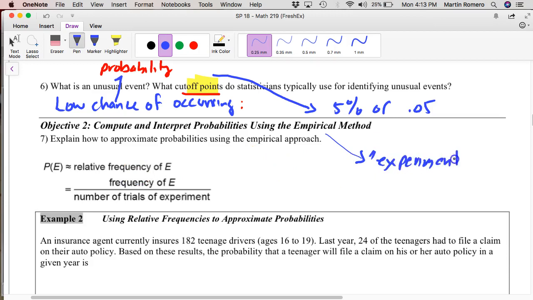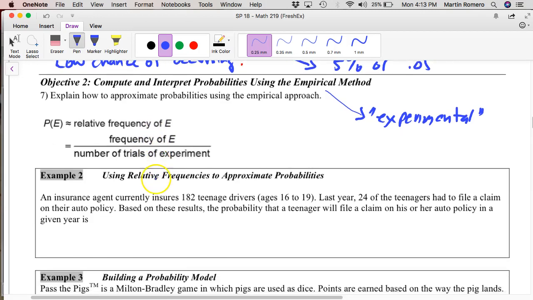Experimental. And if you took Math 83, we talked about this in Math 83. The way you calculate it is the frequency of the event divided by the total number of trials in the experiment. So you're just counting up how often something happens.